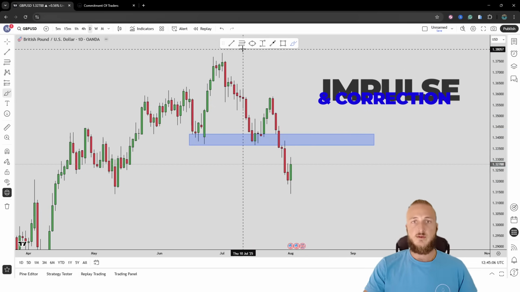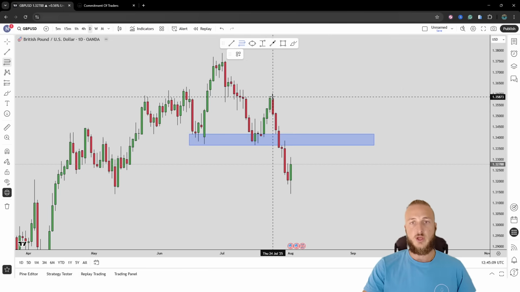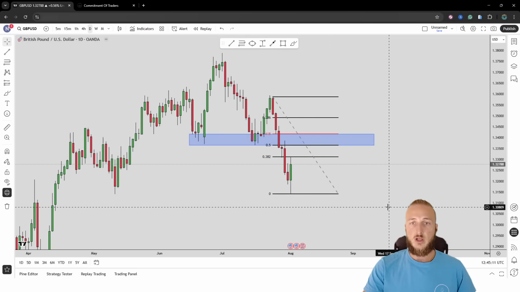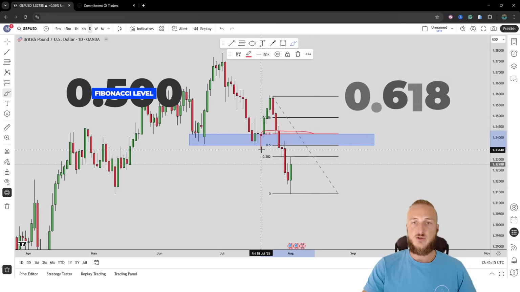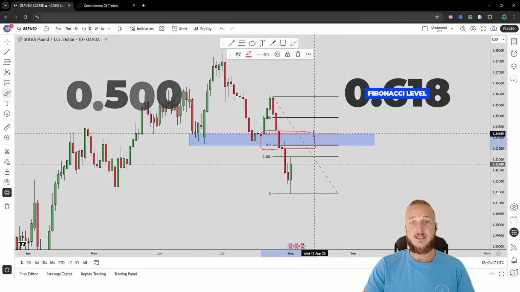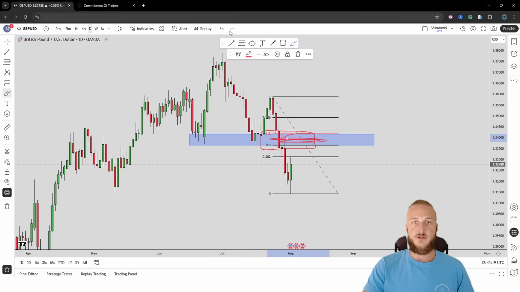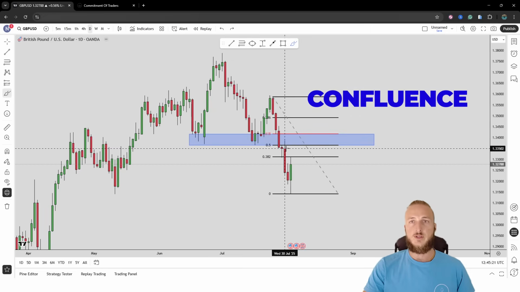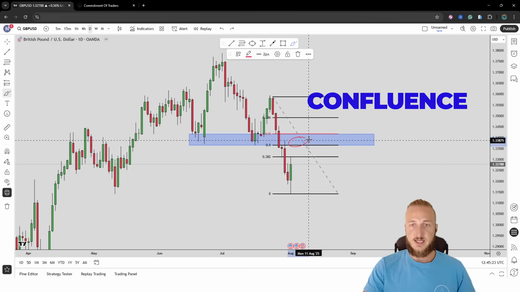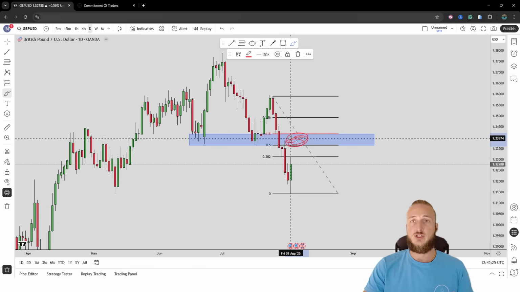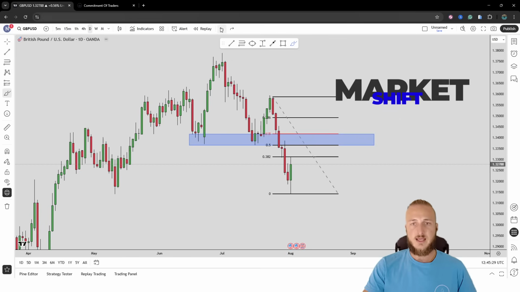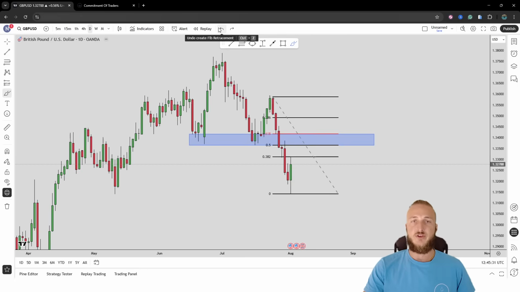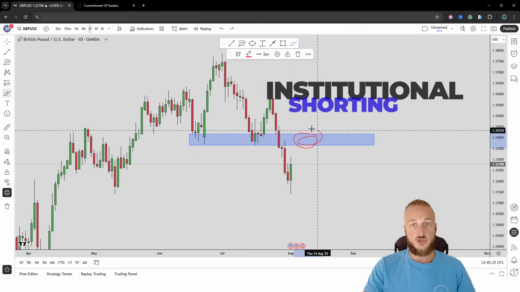So after an impulse, if you want to measure the correction, you have to take your Fibonacci from the high to the low of the impulse leg, showing how we have the 50% and 0.618 Fibonacci retracements lining up exactly inside of this area, creating confluence of supply and resistance inside of this zone, because we have the Fibonacci levels also with the previous horizontal support turned resistance.